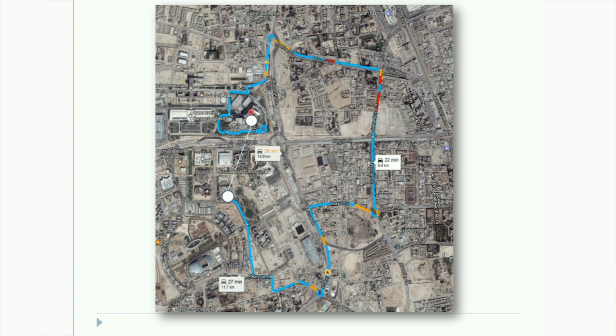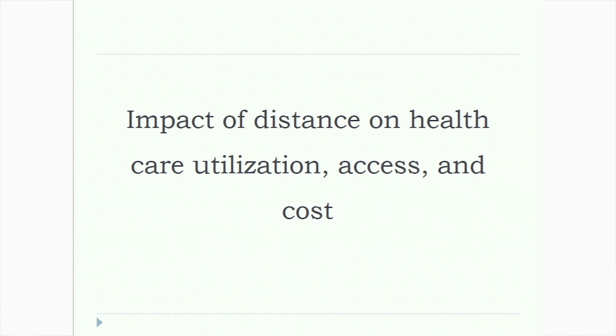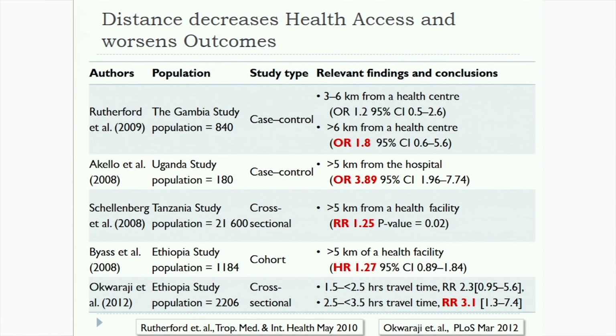In addition to these issues of access, we know that distance has an adverse impact on healthcare access and cost. So on this slide, I have 5 studies looking at this very issue. All the studies are from countries in Africa, but that reflects my bias. That doesn't reflect the phenomenon. This phenomenon has been shown in studies here in the US, in Australia, and so forth.